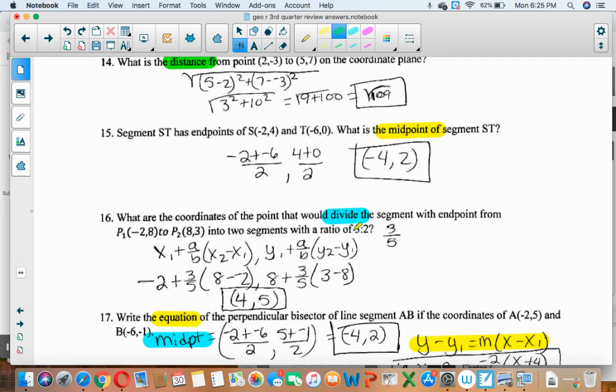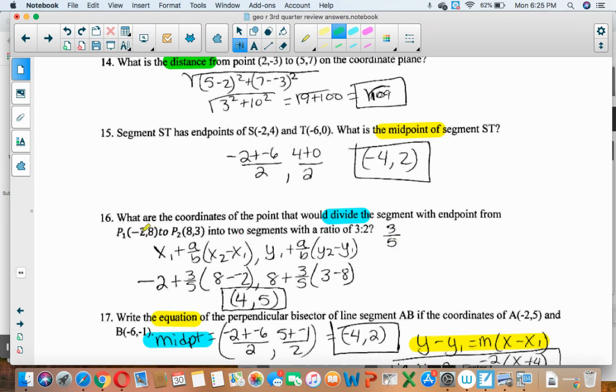I have to convert this to a fraction. This first number 3 goes on top. And how did I get the 5? I just added 3 plus 2 is 5. Because basically, if you were dividing into a 3:2 ratio, you have 5 parts total. So that's the denominator of your fraction.